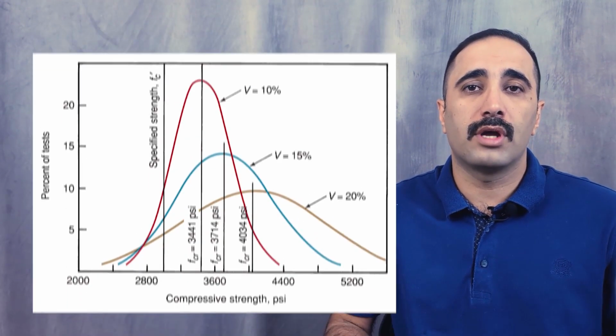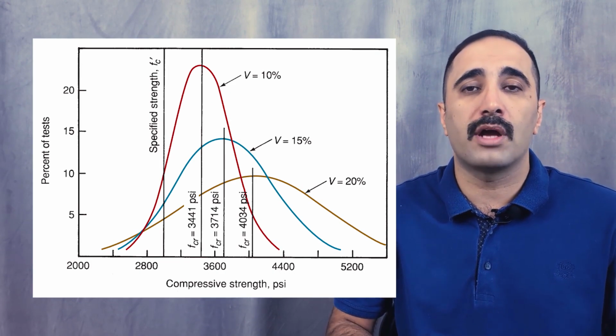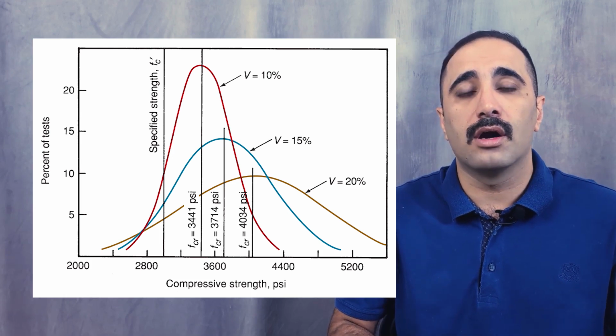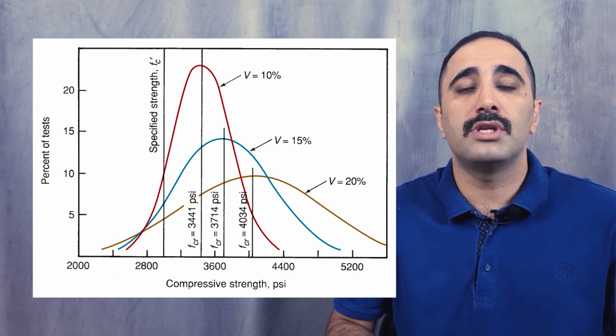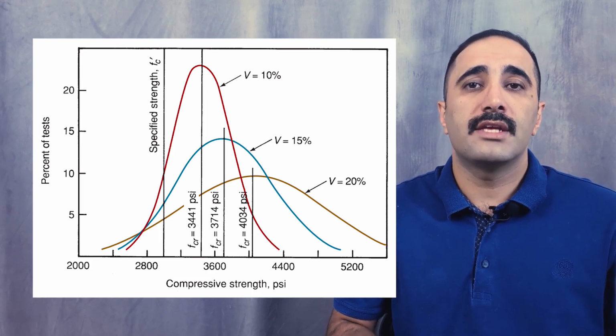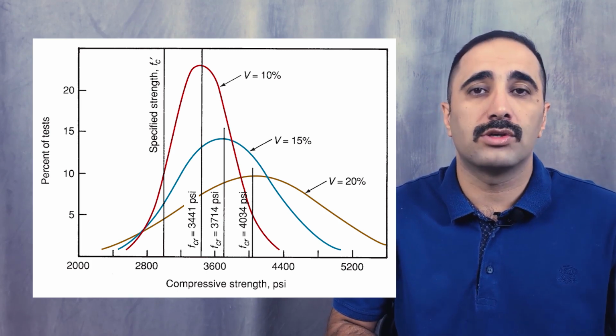A larger S means less reliable concrete production, and finally, a bigger gap is required between F'(C) and F'(CR). Poor quality control literally costs money because you need to over-design. This translates to lower water to cement ratios, higher cement, and even more admixtures.